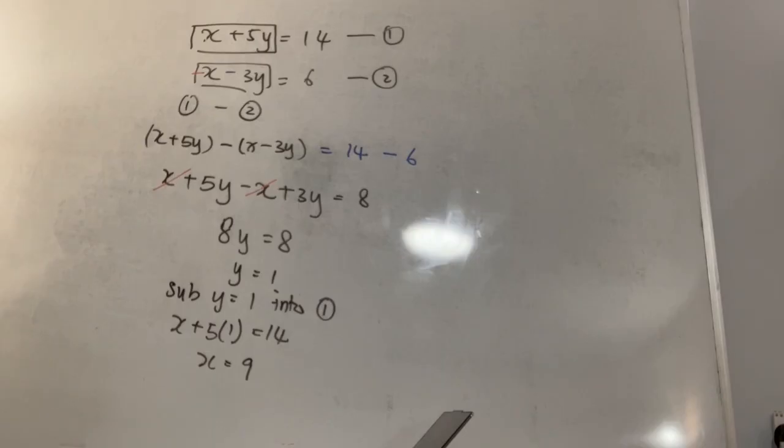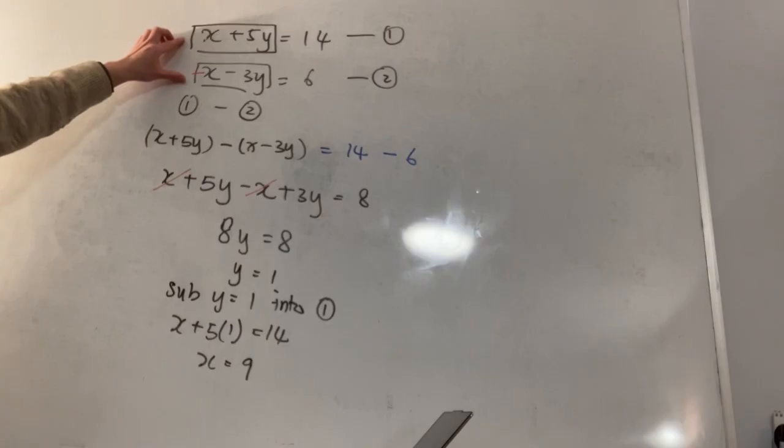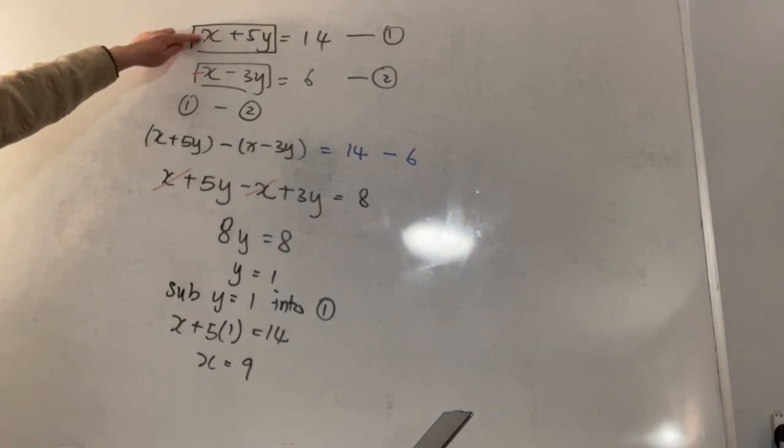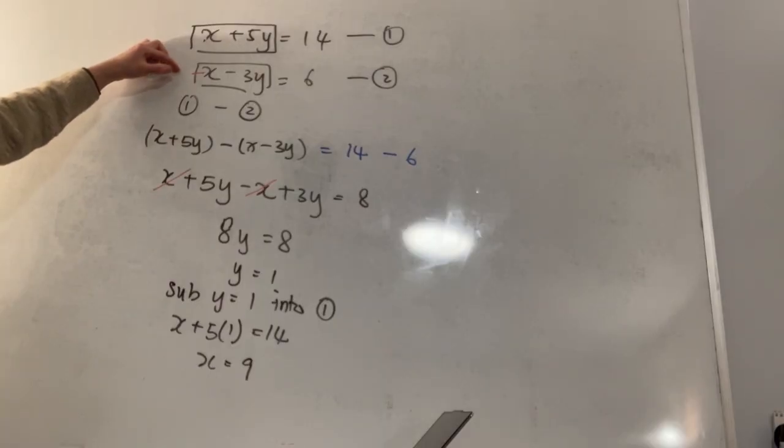So in short, if they have the same sign, if both of them are minus or both of them are plus, you minus them. Both minus or both plus, you minus them. If they are different, 1 plus, 1 minus, you plus them.